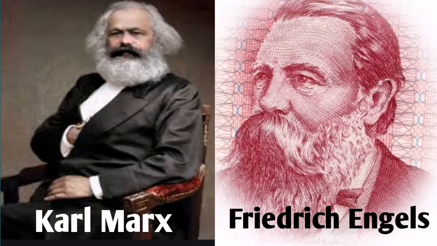The most vocal socialist thinkers of those times were Karl Marx and Friedrich Engels. Karl Marx was a German philosopher and thinker. He was also a journalist and a political theorist. Engels was also a German political thinker.